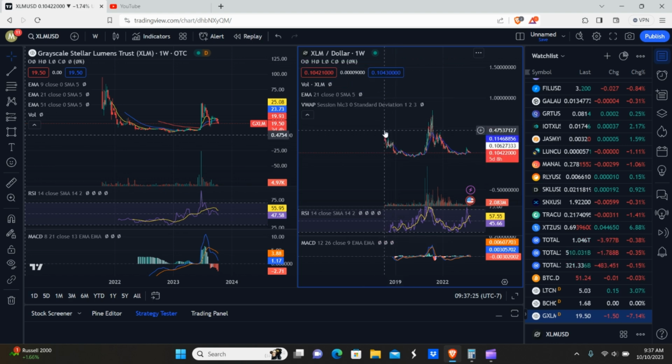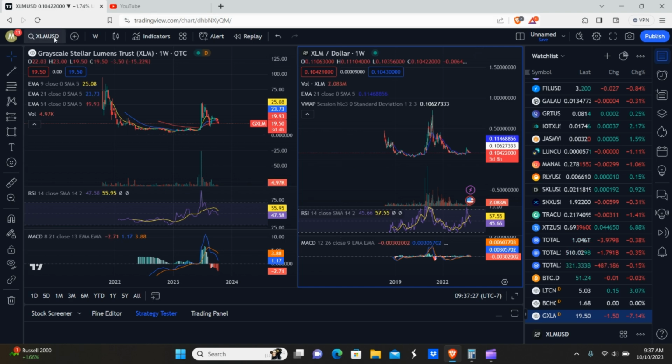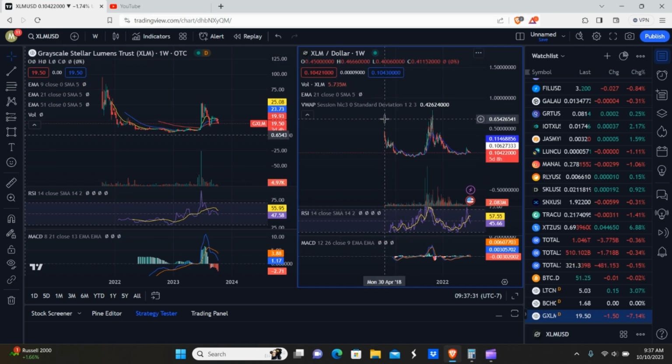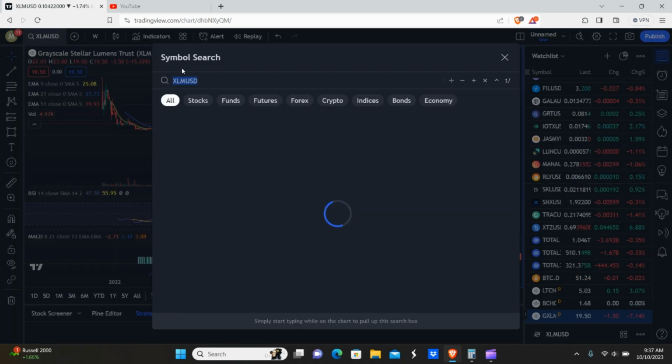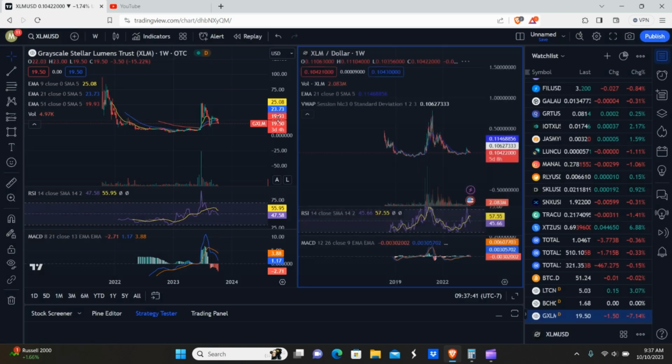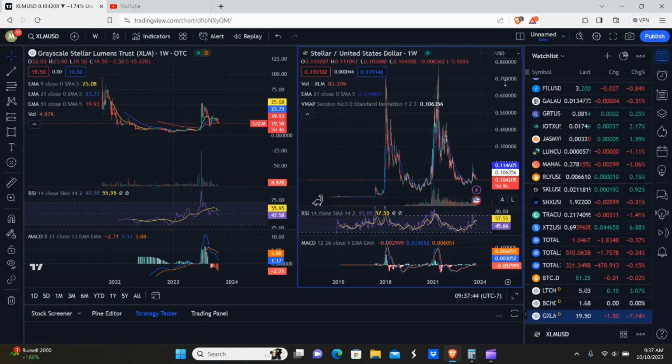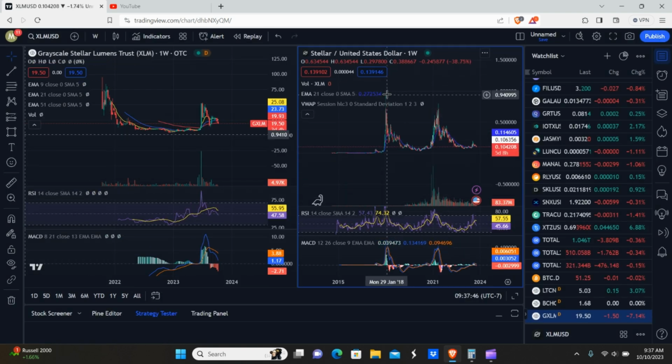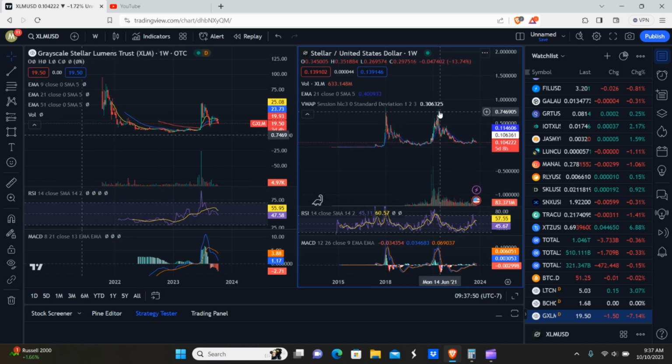Well, okay, maybe it did surpass its previous all-time highs. I could be looking at this wrong, but I don't think there's enough historical data here. I'm pretty sure Stellar Lumens topped out at around the same area as the previous bull market. Let's actually see if we can find. Yeah, there we go. So as you guys can see here, the Stellar Lumens native crypto did not top out higher than the previous bull market.